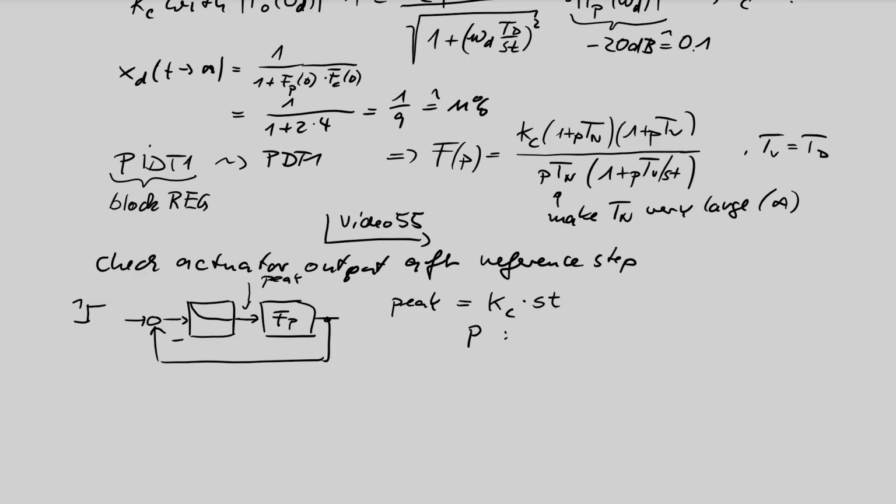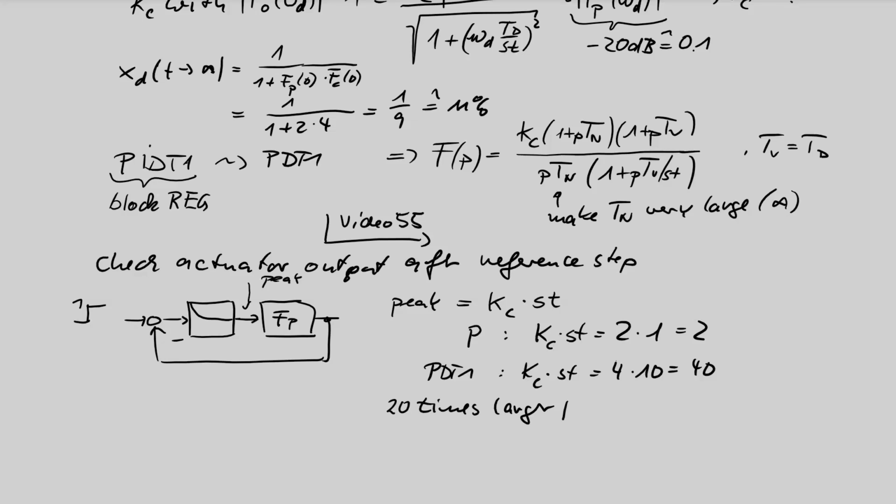The P controller has a Kc of 2. Kc times step depth is 2 times 1 is 2, and in the PIDT1 case Kc times step depth is 4 times 10 is 40. Note, this is 20 times larger amplitude, larger pulse, and gets only 3 times faster loop.